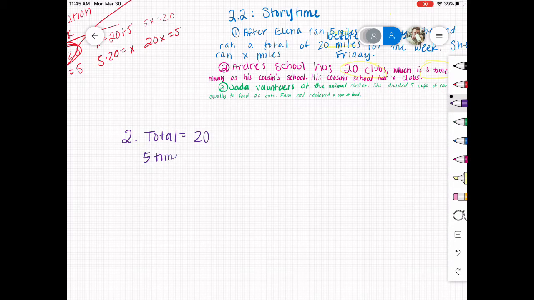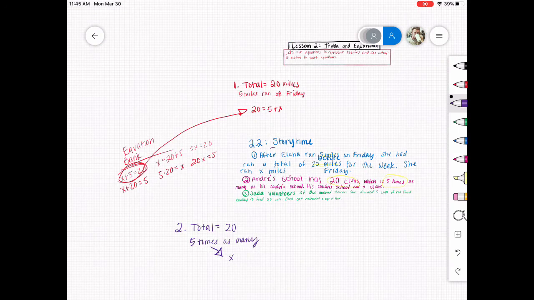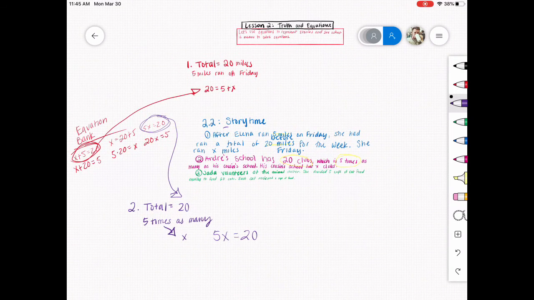The reason why we're going to do 5x is because we do not know how many clubs his cousin's school currently has. And so we're just going to put that variable in. A variable is the letter that we're looking at, while the solution is what the answer to the variable is.